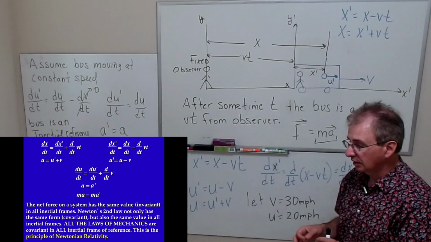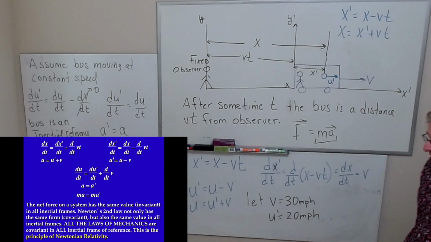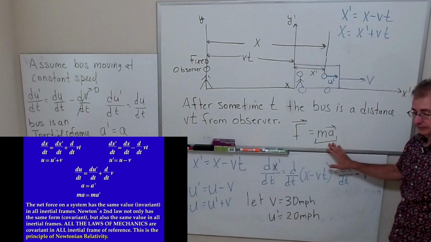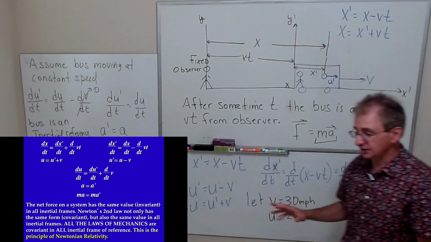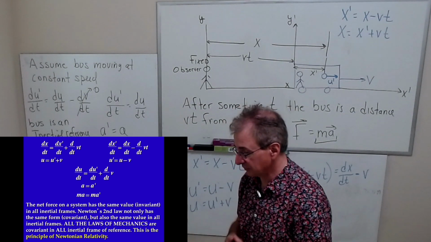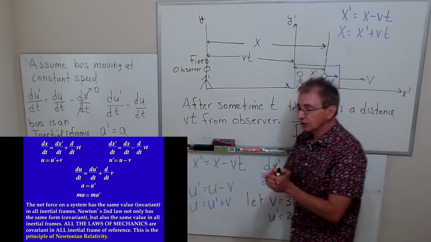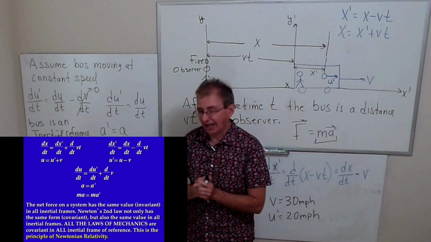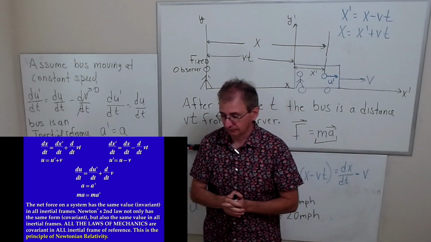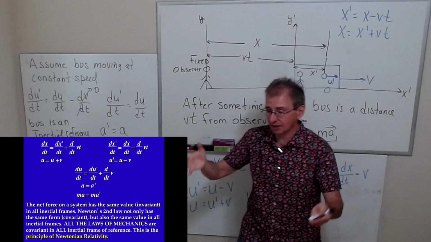Newton's second law not only has the same form in all frames, but it has the same value in all frames. And that's what makes it invariant. Not all the laws of physics give you the same value in all frames. But all the laws of physics have the same form in any inertial frame you're in. This is called the principle of relativity. So let me give you another example of this.